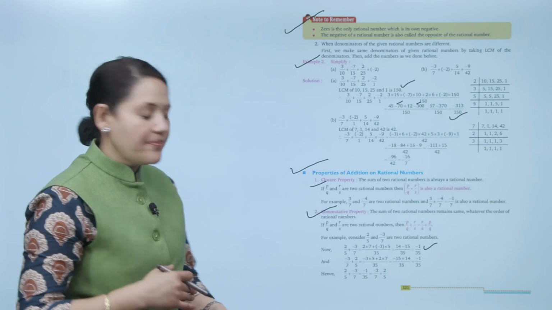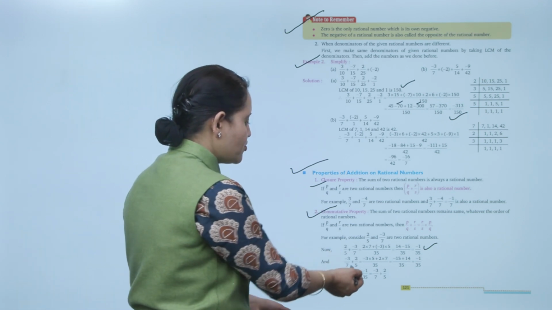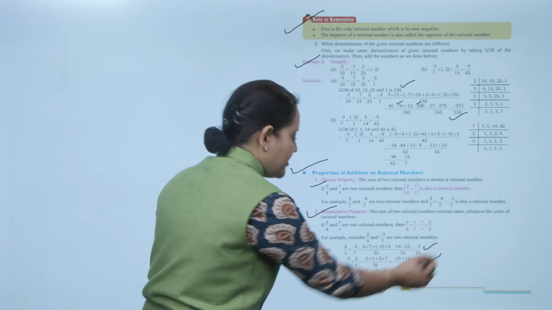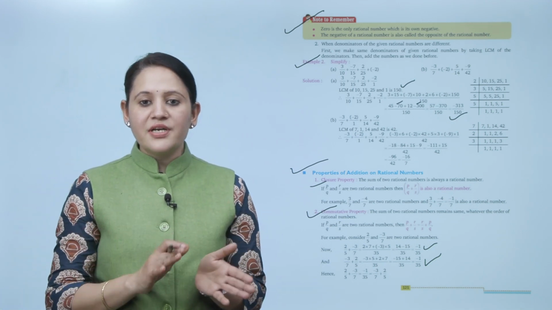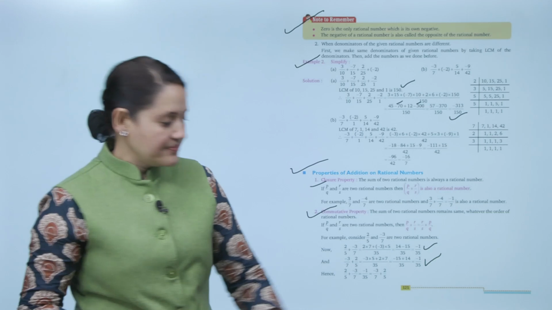Now we'll change the order. Minus 3 upon 7 plus 2 by 5. Again the sum is minus 1 upon 35. So if we change the order of addition, the sum will remain the same.